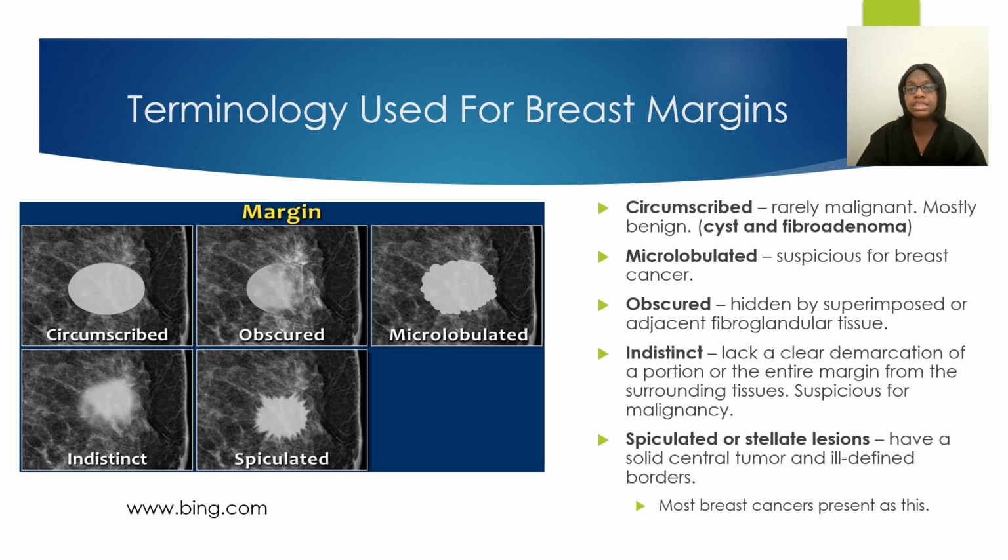Terminology used for breast imaging: you have circumscribed, which is rarely malignant, most likely a cyst or a fibroadenoma. You have microlobulated, which is suspicious for breast cancer. Obscured is going to be hidden by superimposed or adjacent fibroglandular tissue. Indistinct is not going to have a clear margin, so it is suspicious for malignancy. And then most breast cancers will have a spiculated margin.